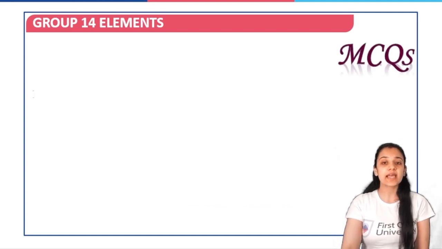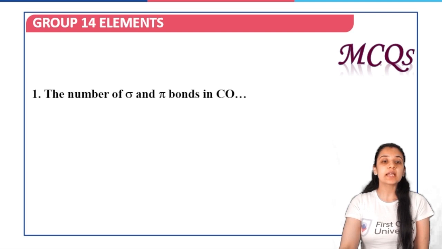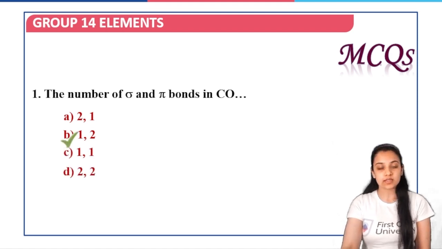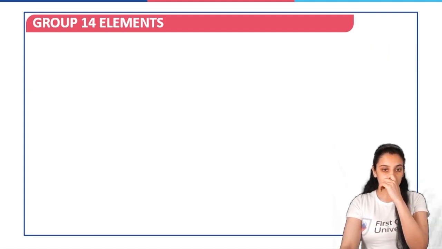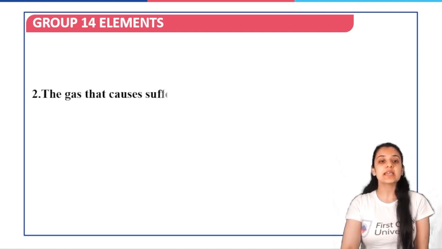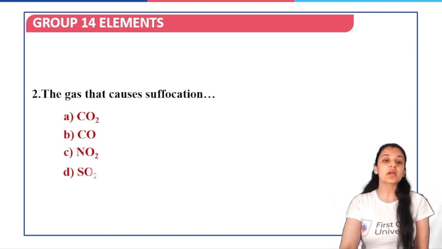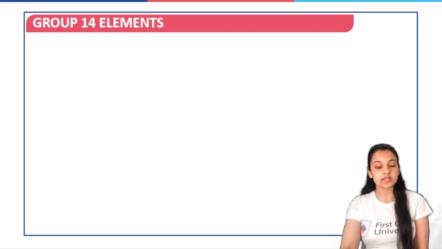Based on this, let's quickly have a look at a few MCQs. The number of sigma and pi bonds in carbon monoxide. So we know there is just one sigma bond and there are 2 pi bonds. So option B is the correct answer. Next question is the gas that causes suffocation. We have seen that suffocation is caused by the presence of carbon monoxide gas in hemoglobin. So option B is the correct answer.